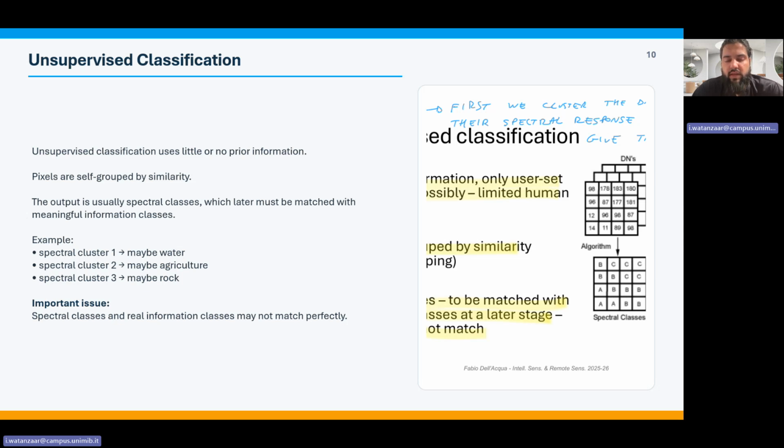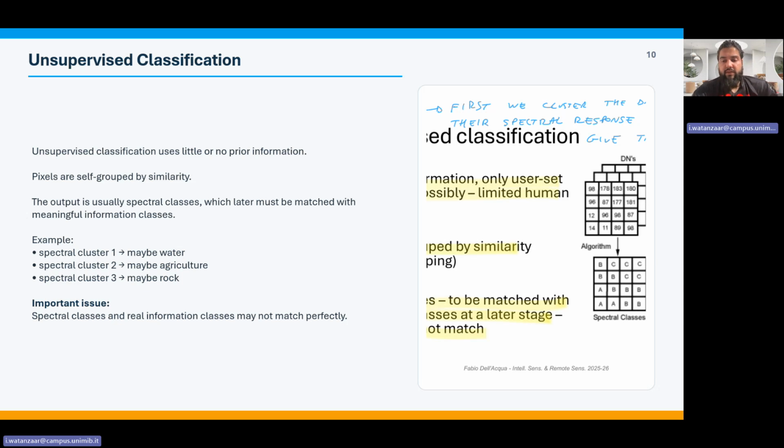When we collect certain classes based on unsupervised, data-driven learning, we then confirm them by matching them with meaningful class information. For example, spectral cluster one may be water. This is a class assigned by the unsupervised classification. They say, okay, maybe two is agriculture, maybe three is rock.